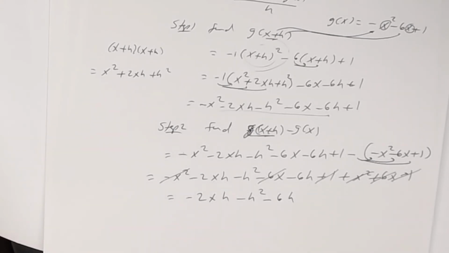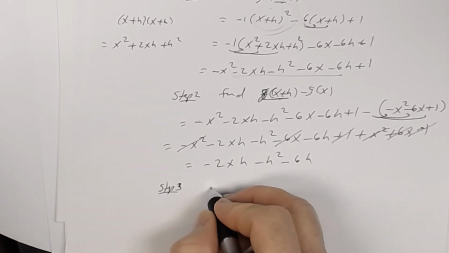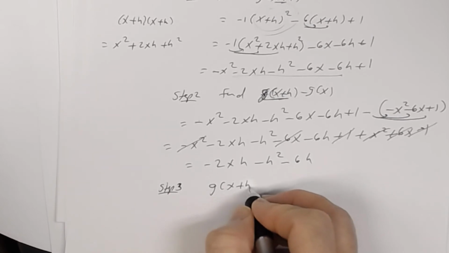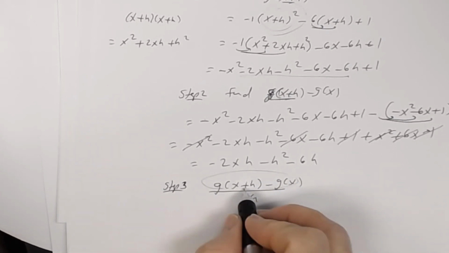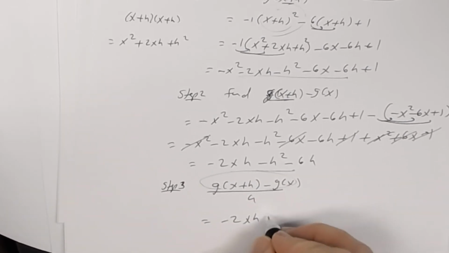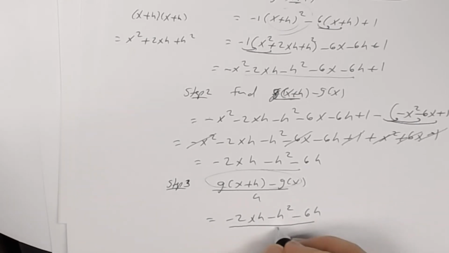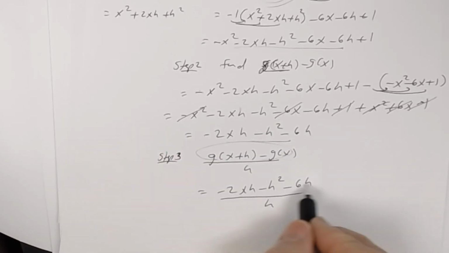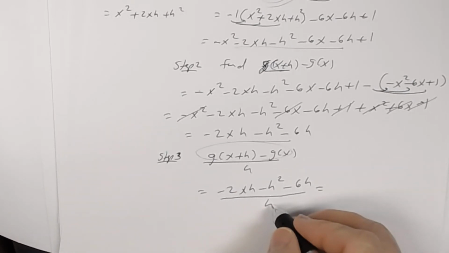Okay? And so those are not like terms. And so that's the end of step 2. And you're almost done. Step 3, remember, is where you look at your difference quotient now. g of x plus h minus g of x divided by h. So you found the numerator. That's this: negative 2xh minus h squared minus 6h divided by h. And at that point, remember, is where you want to factor out just the h. So reduce with the h that's down there.